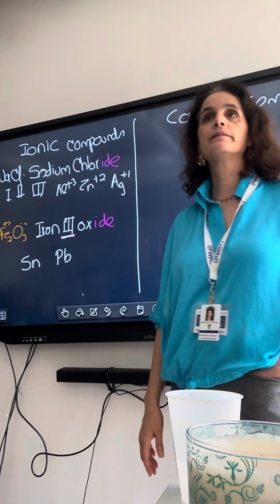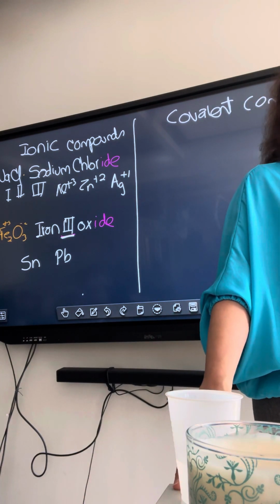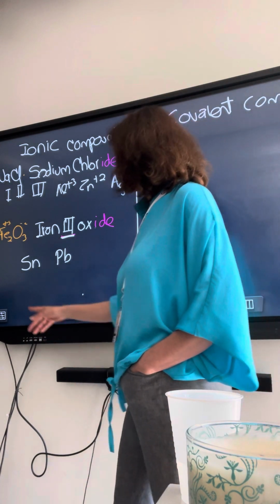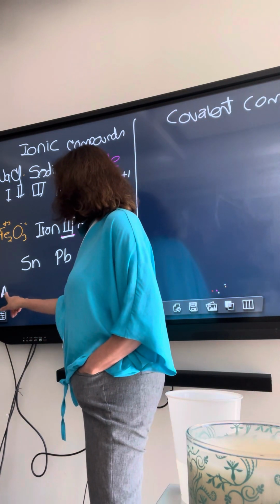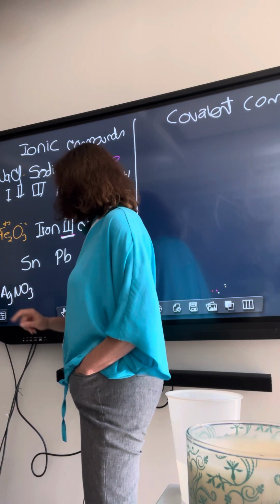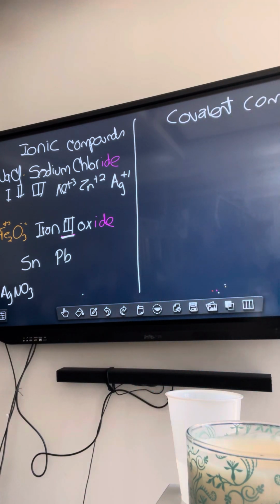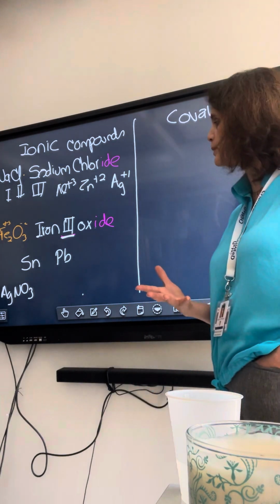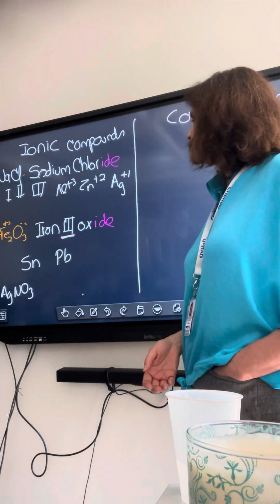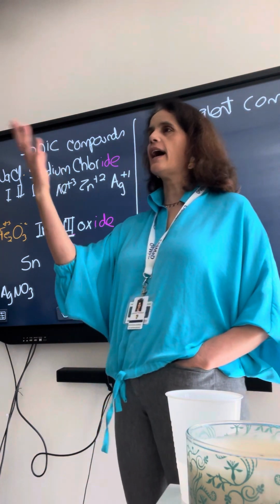Oh, we have ionic compounds that have polyatomic ions, like AgNO3. You do not know the name of this polyatomic ion yet. I will have to give it to you, but you're going to learn it within the next few classes. So AgNO3, how would you call that?